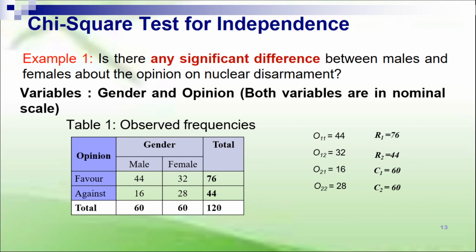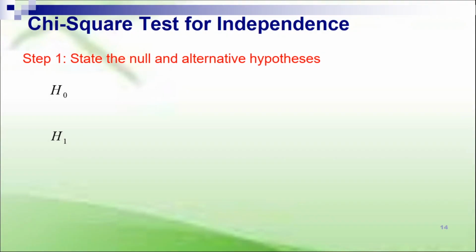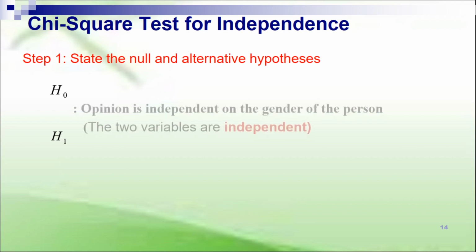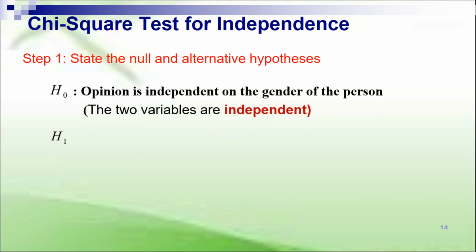Then, before calculating the expected frequencies, first write down the null and alternative hypotheses. Always formulate H naught as: the two variables are independent. Then we can state that opinion is independent of the gender of the person. That means the opinion does not depend on the gender.